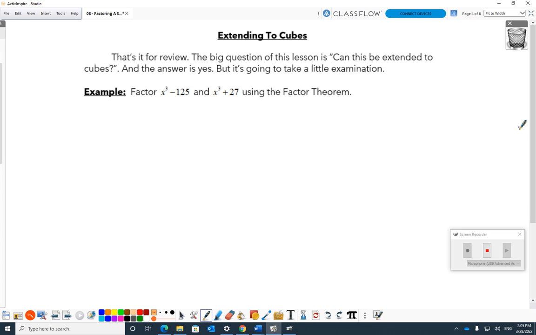The big question in this lesson is, this is where the lesson really starts. Can this be, not red, whoa, yellow highlighting. Can this lesson be extended to cubes? And obviously it can, or I wouldn't have it here. But it's going to take a little examination for it to happen. And to do that, I'm actually going to review the factor theorem.